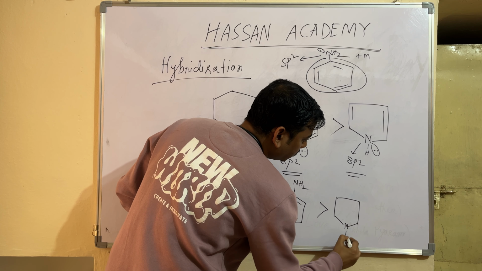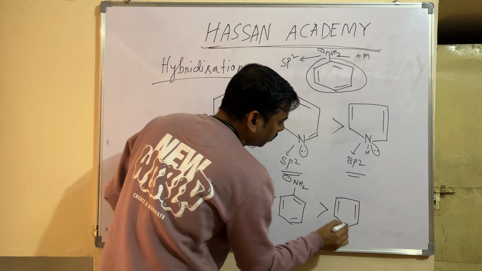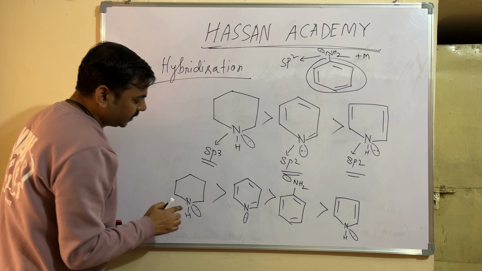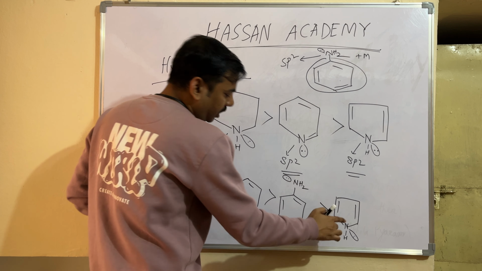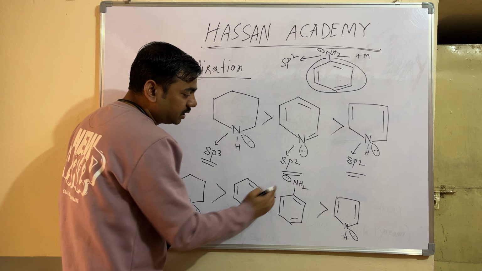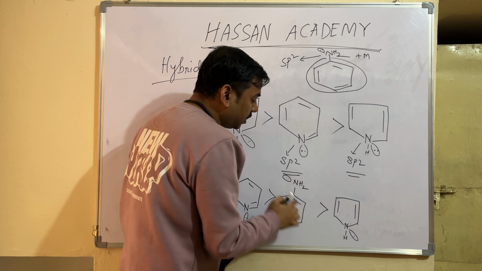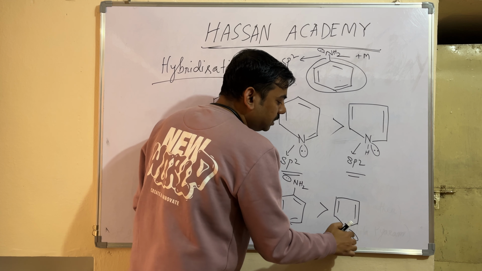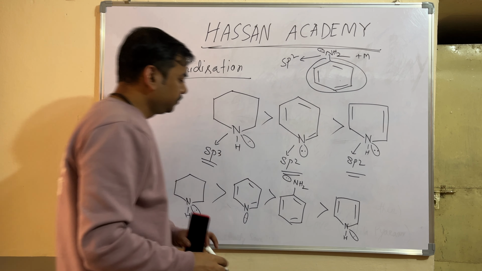Everywhere a lone pair is there. Here also a lone pair is there, here also, here also. This is sp3, so it is the most basic. Then sp2, sp2, sp2. This sp2 lone pair is localized, so it is more basic than the other two. Now this is also delocalized, this is also delocalized. But without delocalization the molecule is also aromatic, whereas here this delocalization must show that aromaticity is there. So it is the least basic one. Okay, hope you got it.